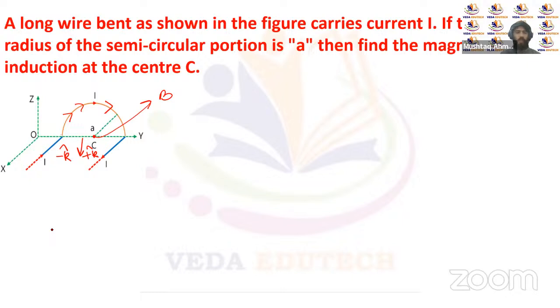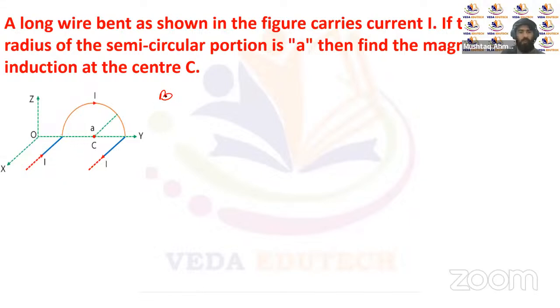So the net magnetic field because of these two wires will be zero. The magnetic field due to this wire will be cancelled out by that due to this wire, because they are placed at the same distance from the center of the circle. The fields are in opposite directions with the same magnitude, so they cancel each other. We'll be left with the magnetic field because of the circular portion only.